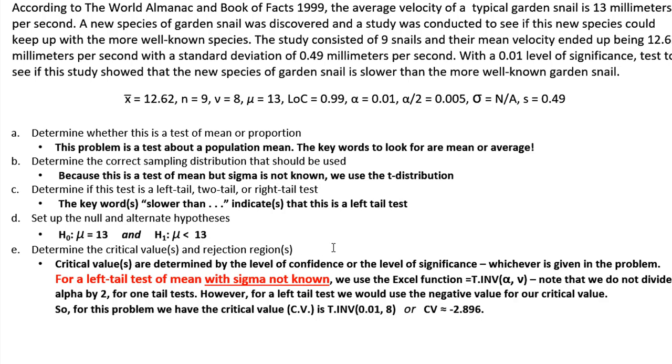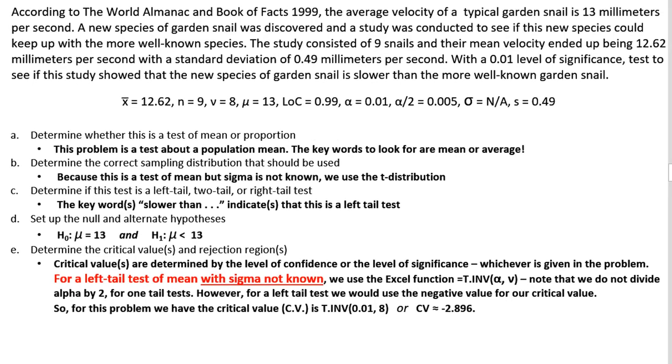Determine the critical values in rejection regions, and so on. For a left-tail test of mean with sigma not known, we use the Excel function T.INV of alpha comma nu, or T.INV alpha comma degrees of freedom.